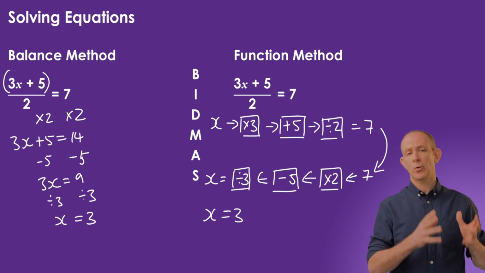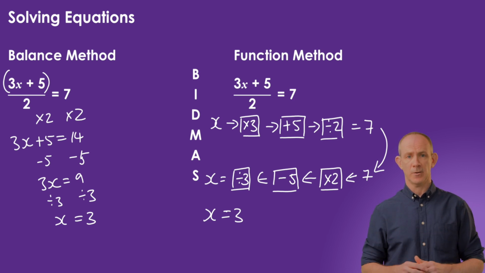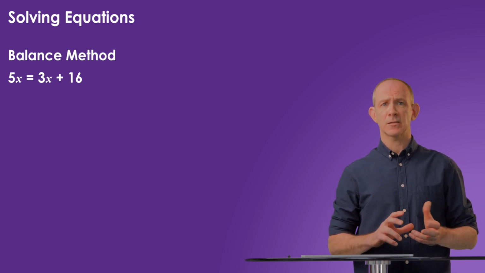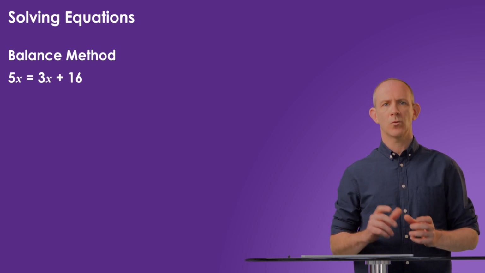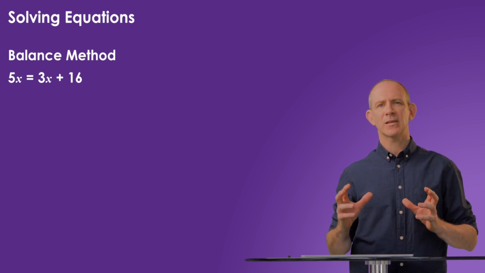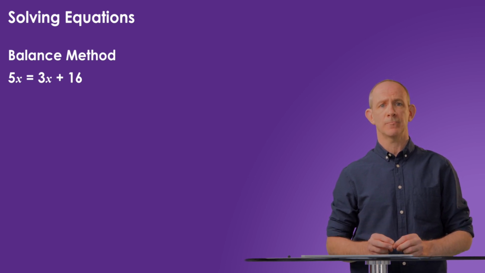You can see how much quicker this method is, and this is the one that we'll be using throughout the rest of this video. In this problem, we still only have the one variable, x, but it's represented twice, once on each side of the equal sign. We need to look at gathering these like terms first before we can look at solving this equation.